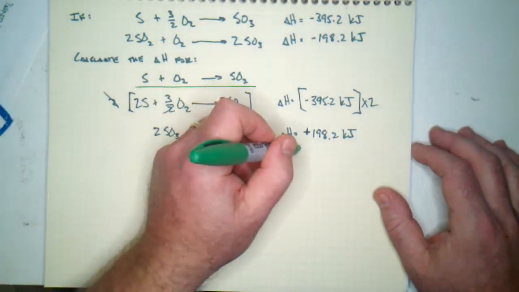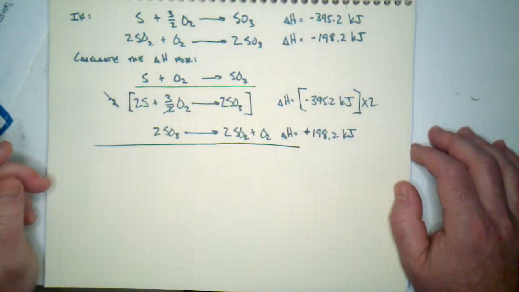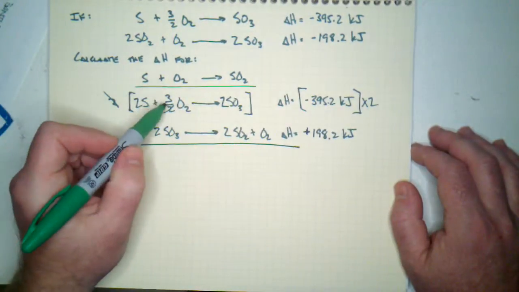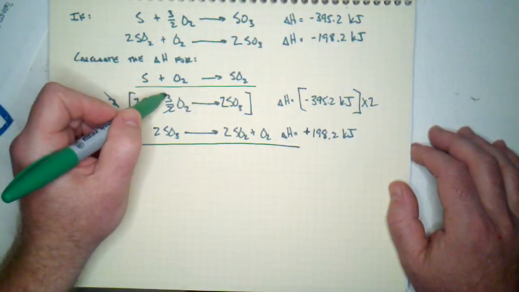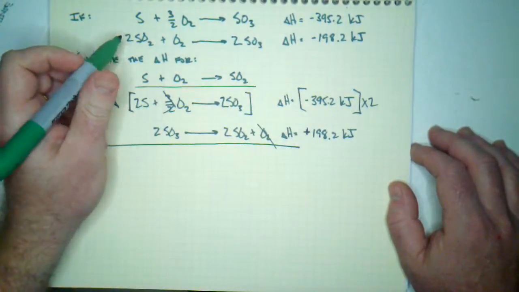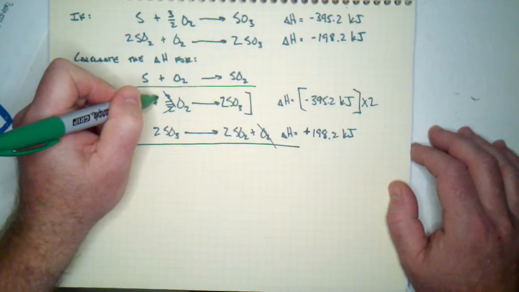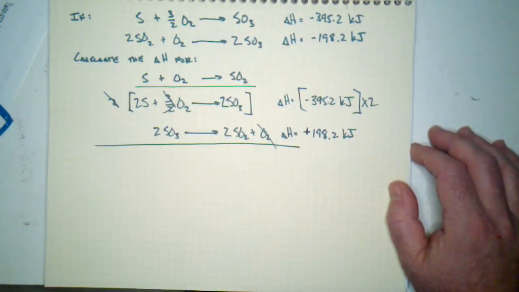Now, if I cancel out the things that are the same on both sides, what happens is my 3 O2s here, cancel that out, become 2. Oh, wait a second. I don't think I had this quite right.